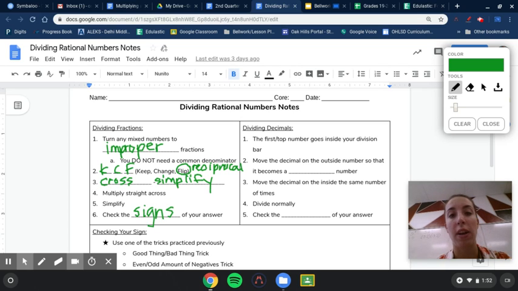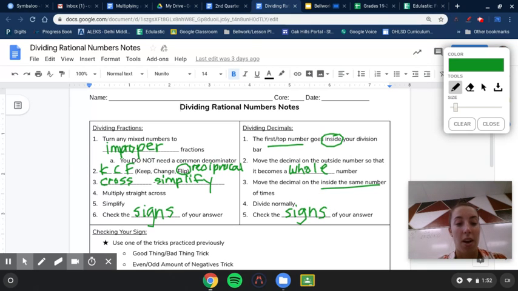So remember our tricks from yesterday that we talked about. Okay, dividing decimals are going to be a little bit different. The first or top number goes inside your division bar, inside that box. You're going to move the decimal on the outside, if there is a decimal on the outside, so that it becomes a whole number. However many spots you move the decimal on the outside, you're going to have to move the same number of spots on the inside. Then you'll divide normally. You're going to check the signs for your answer at the end as well.